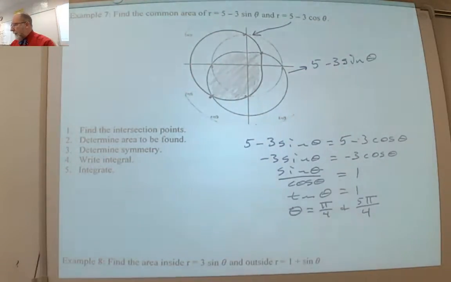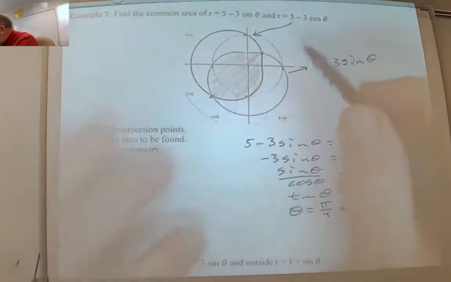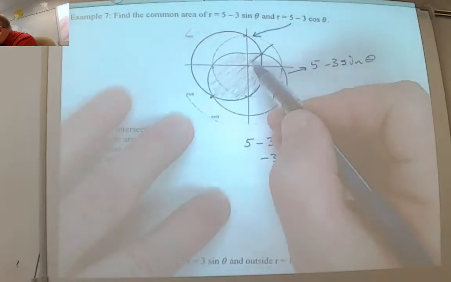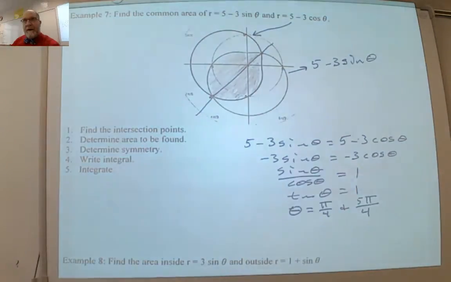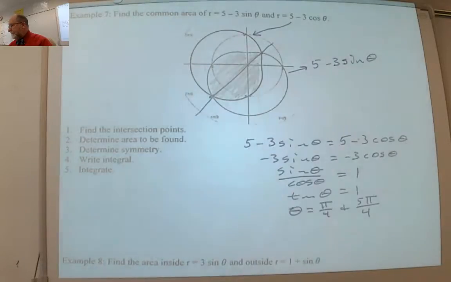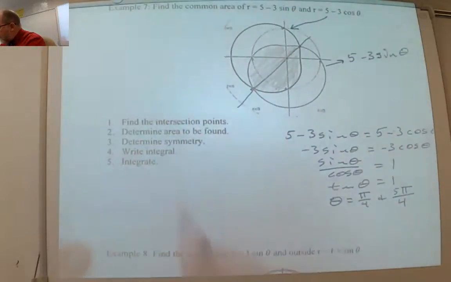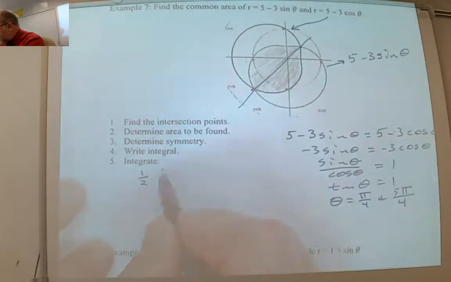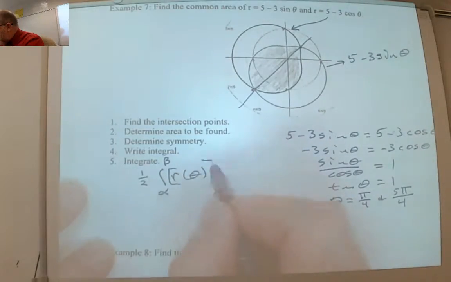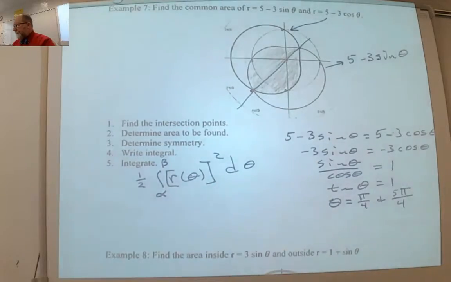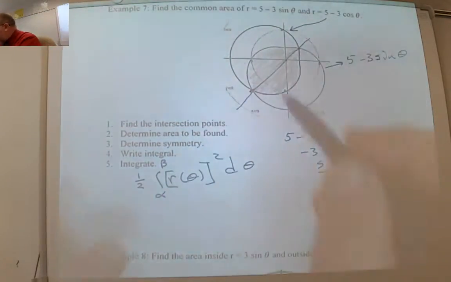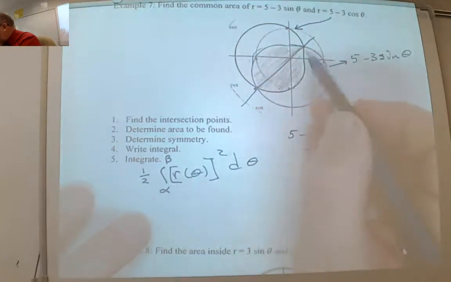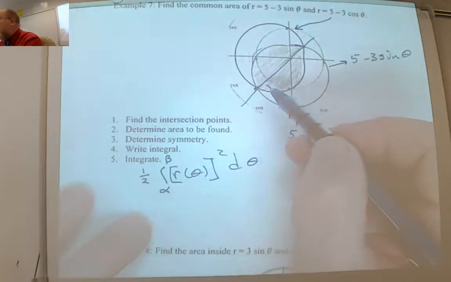I already shaded in the area that I'm trying to find, and I'm going to determine symmetry. And if you notice, there's symmetry right along this line right here. It takes that area and cuts it in half. And so I'm going to write my integral. And my integral, if you recall, is 1/2 from some type of angle measurement that I call alpha to another angle measurement that I call beta. And it's going to be r of theta, that function, squared d theta. But since I can integrate just one of these, I can multiply it by 2 to get the entire area. Would you agree?